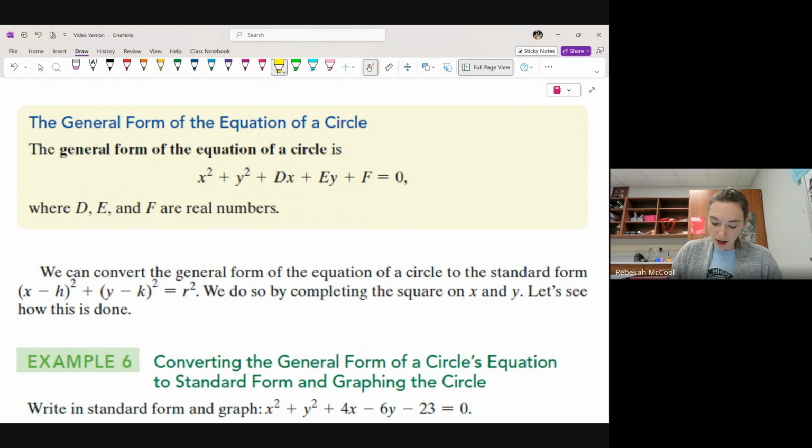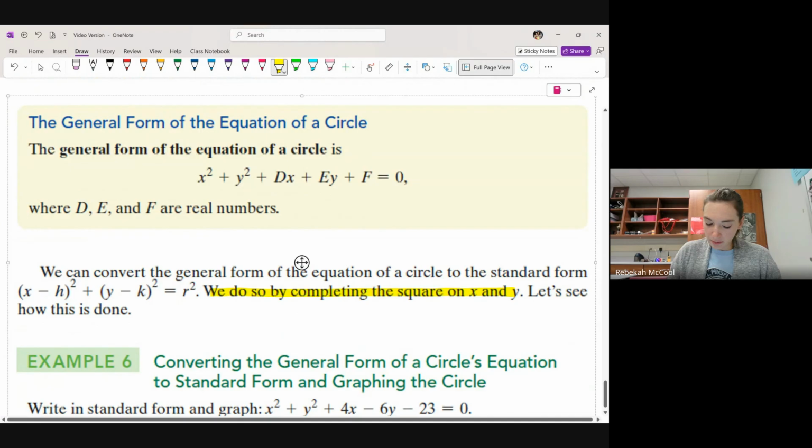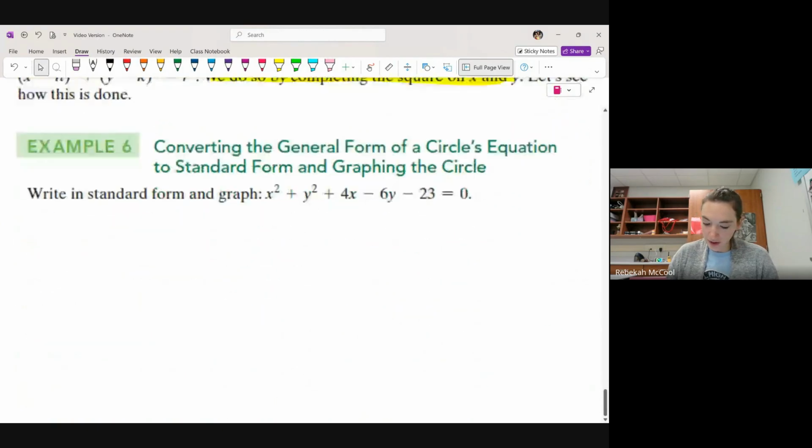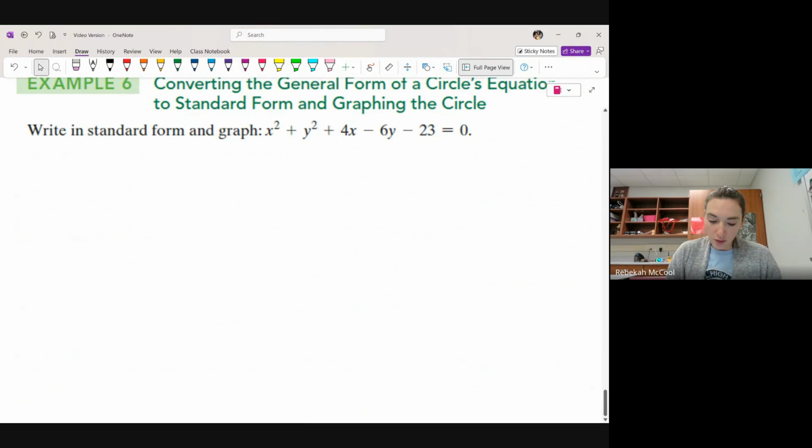And so the question becomes, how do we do this? We're going to be completing the square on both x and y. So we're going to complete the square twice because our standard form has those two perfect squares for the x and the y's. So we need to write in standard form. We've got x squared plus y squared plus 4x minus 6y minus 23 equals 0.